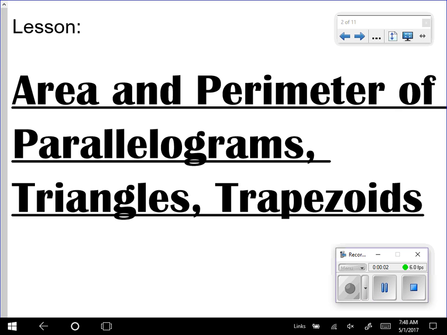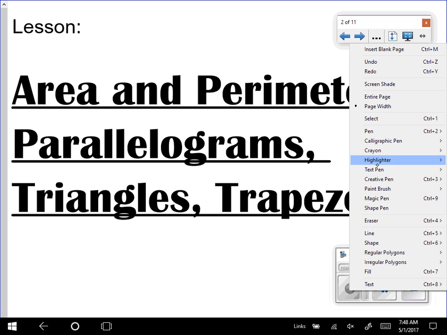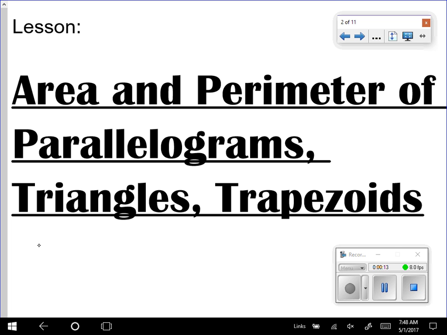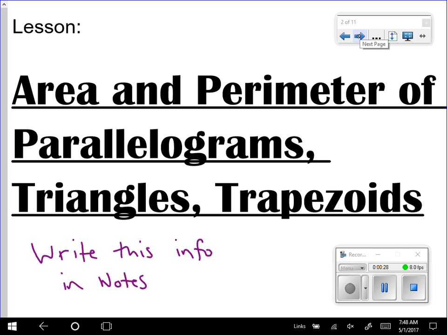Welcome. Today we're going to do a lesson over area and perimeter of parallelograms, triangles, and trapezoids. While we get started here, you're going to get used to some of the things we're going to do with these videos. I want to make sure that you are writing this information in your notes. So make sure you have a notebook out and you're ready to go. All right, let's get started.